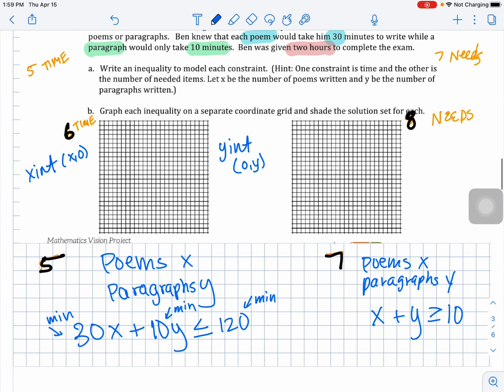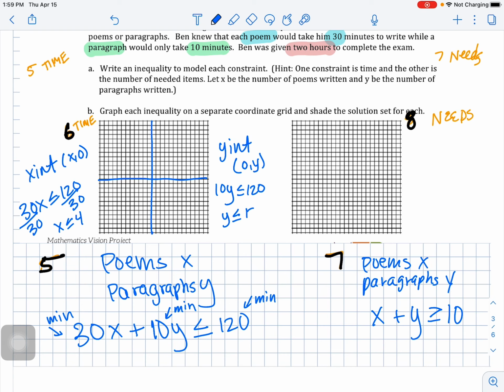And so if I plugged in 0 for y, I'd get 10 times 0, which I know is going to be 0. So I'm going to end up with 30x is less than or equal to 120. Divide both sides by 30. X is less than or equal to 4. And if I plugged in 0 for x, then the 30x would go away, and I'd be left with 10y is less than or equal to 120, so y is less than or equal to 12.